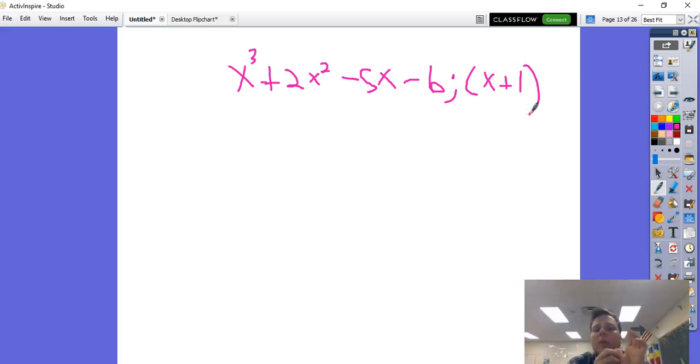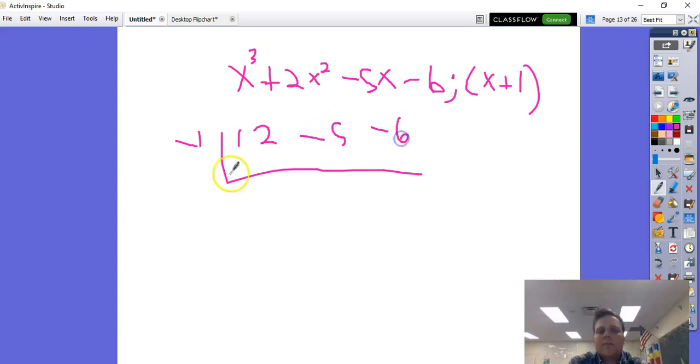Okay, because remember, when you're dividing by something, if you get a remainder of 0, then you know that the quotient and what you actually divided by should be able to multiply back to give you what you were dividing. Okay? So, we're going to use x plus 1, so we know that that's going to be the number negative 1 outside my synthetic division box. Then I put down my coefficients and my constant, carry down, multiply, add, multiply, add, multiply, add.